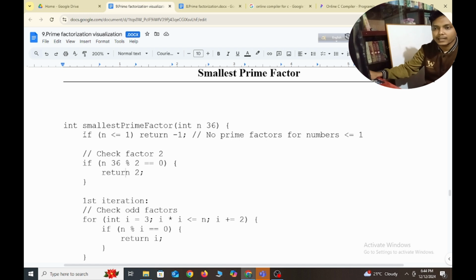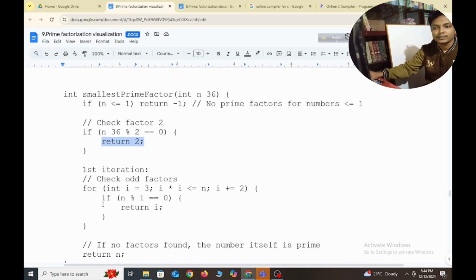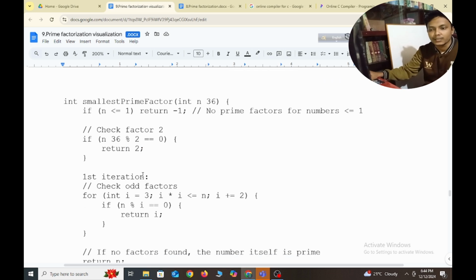Okay, so if n is less than or equal to 1, we'll return -1. That means no prime factors for number 1 or less than 1. You understand? So if we can divide by 2, then 2 would be the smallest prime factor, so we will return from here. When we return from here, we don't need to check the other conditions, right? So in case of 36, we will return from here. Okay, so 2 would be the smallest prime factor for 36, guys.